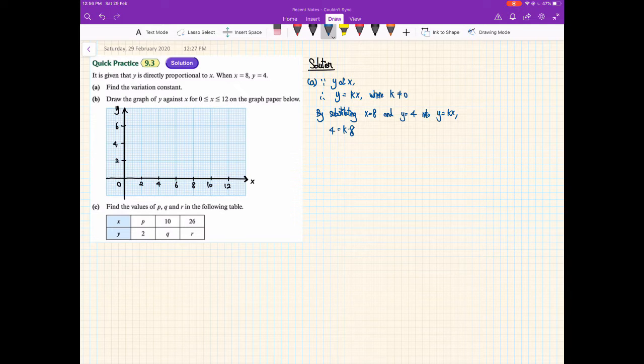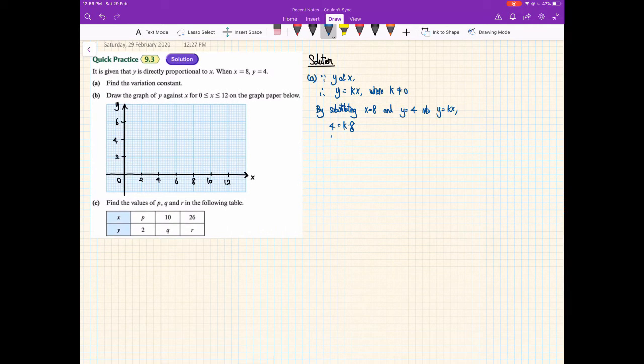4 is equal to k times 8. So k will be 4 over 8, which is 1 over 2. Remember, we have to answer the question. So we have to say, therefore, the variation constant is 1 over 2. Part A, we're done.